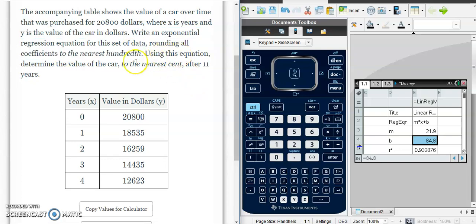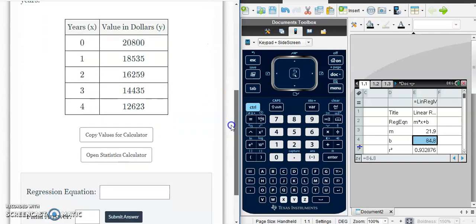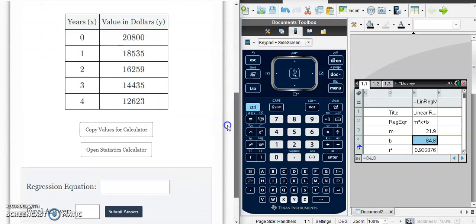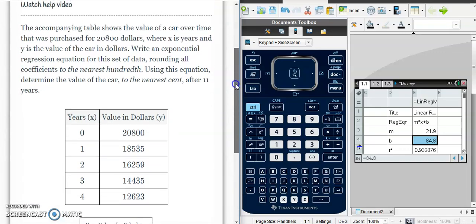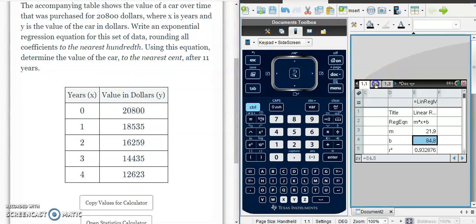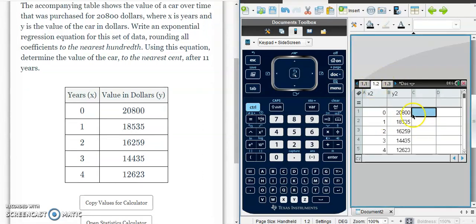And then they want you to use that equation to determine the value of the car to the nearest cent after 11 years. So they're going to tell you the input, and then you'll plug that in to get the output. So maybe a little bit easier calculation there, doing an input versus the other way around, like we had on that last example. All right, so with that being said, let me switch over here. I already had these values entered in. So you can take the time and go through there.